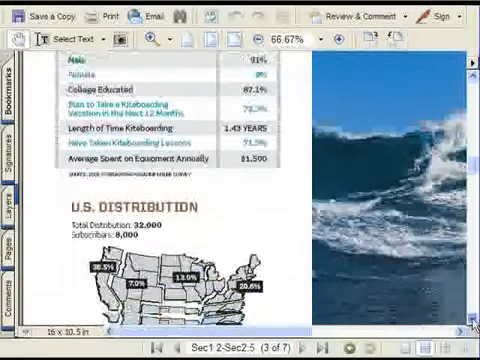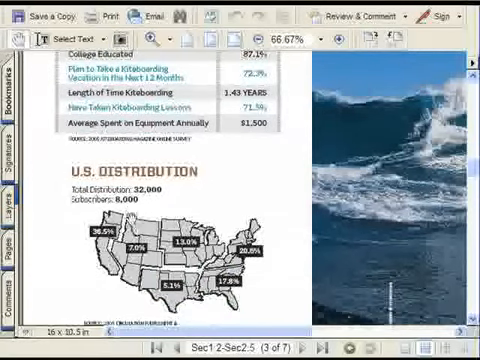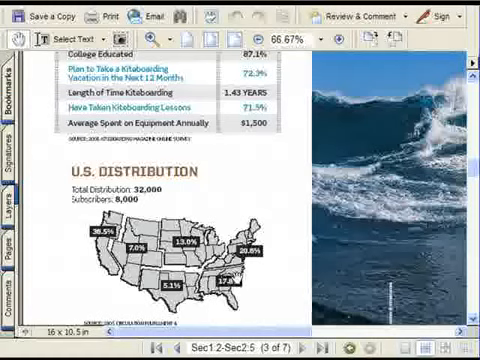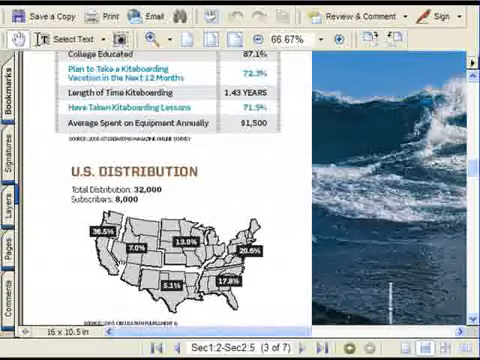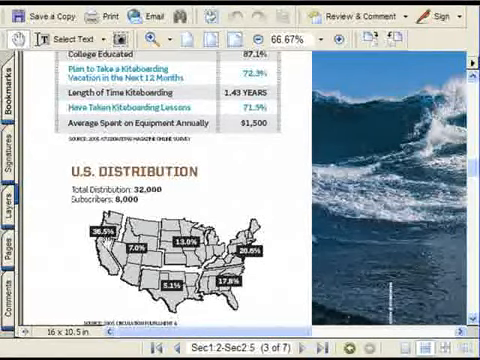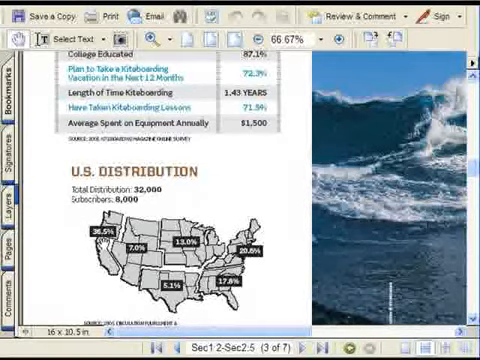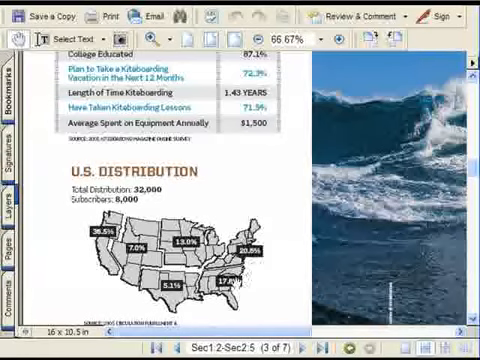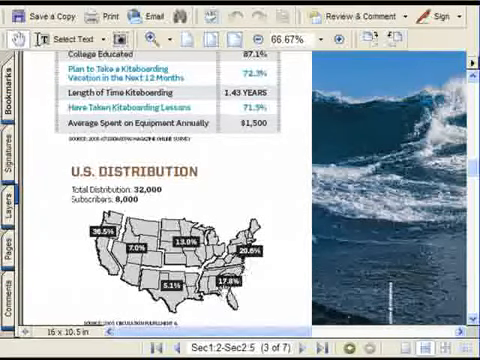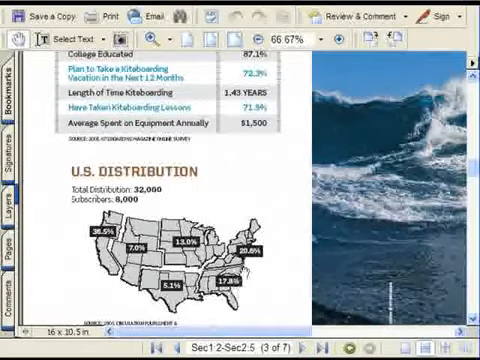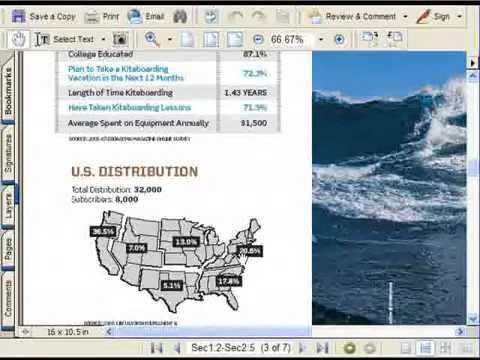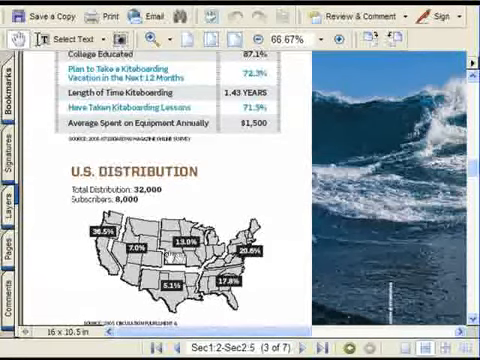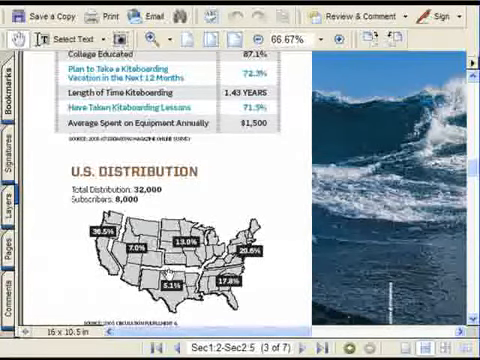So their total distribution for this magazine is 32,000, and they have 8,000 subscribers. And so they even break it down by the region. So primarily, of course, since it's an ocean sport, they have 36.5% over on the West Coast, and 20% on the East Coast, or well, 37%, I guess, on the East Coast if you include the Southern East Coast and Northern East Coast, and then of course the people in Minnesota and in the Midwest and stuff.